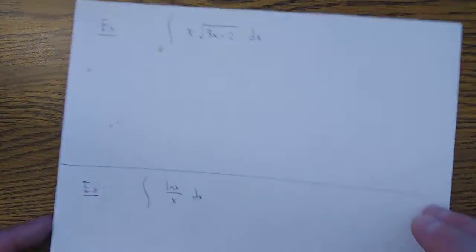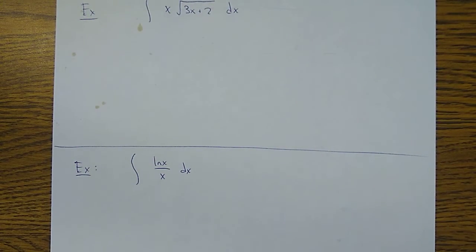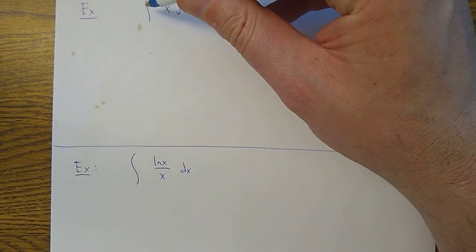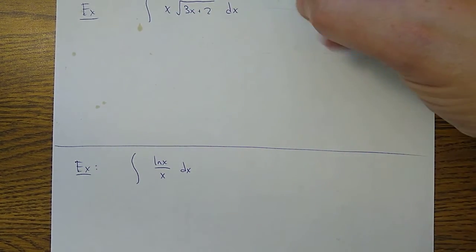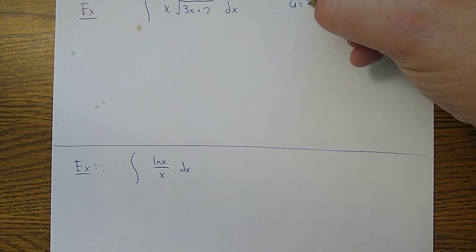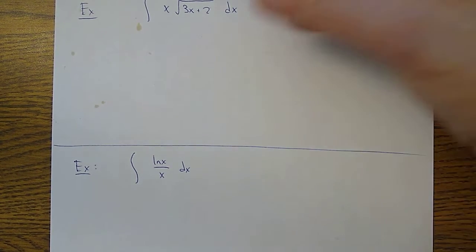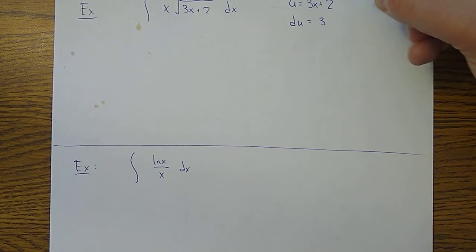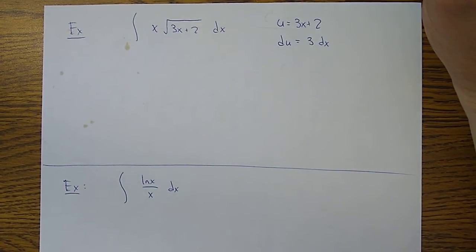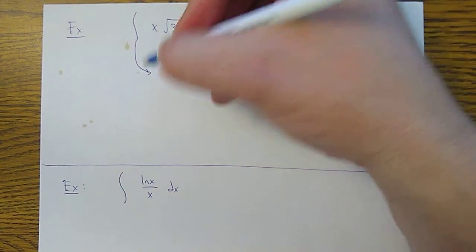Okay. Let's try this one. I'm going to follow the standard advice. u is going to be something on the inside. It's the inside of the square root. du would just be, the derivative of this is just 3 dx. And, right, so let me take this and start trying to piece it together here.